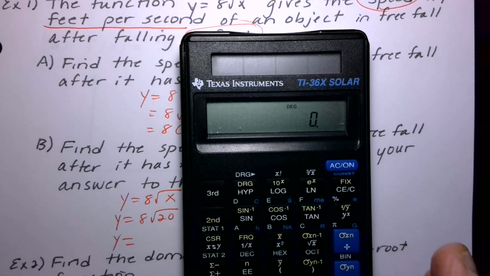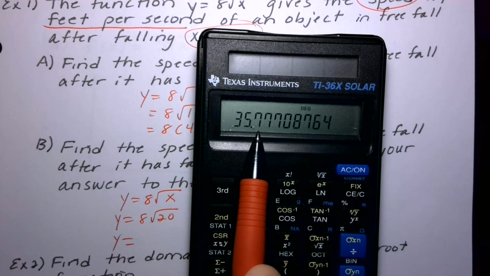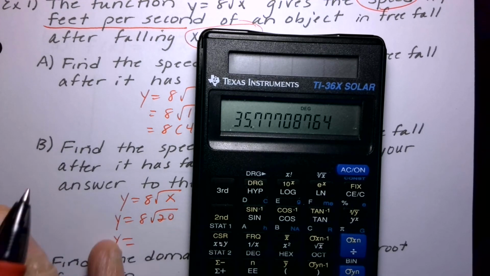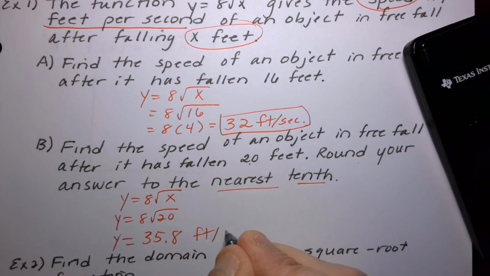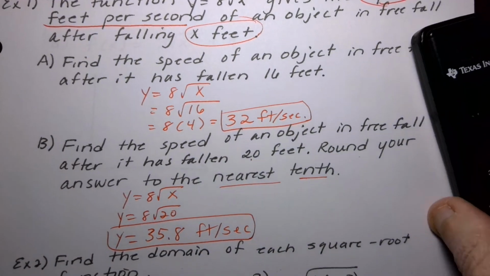Okay, I'm back. So I've got the calculator now. So I'm going to do the square root of 20 first. So 20, and there's my square root sign, times 8. I get that. And again, it says to the nearest tenth, which is the first place. So I look at the place after it, and oh, it's 5 or bigger. So I'm going to move this one up to an 8. So 35.8. And the unit is still speed. And we're done with that.